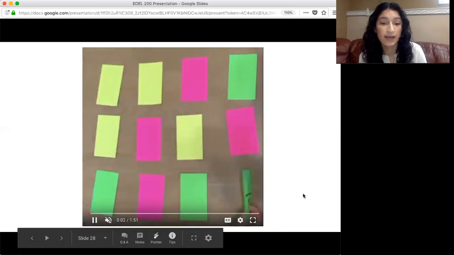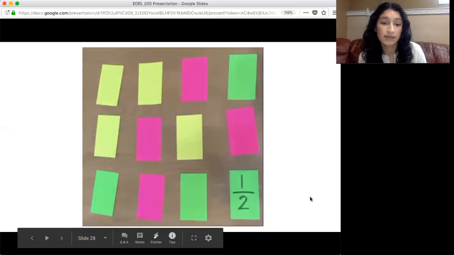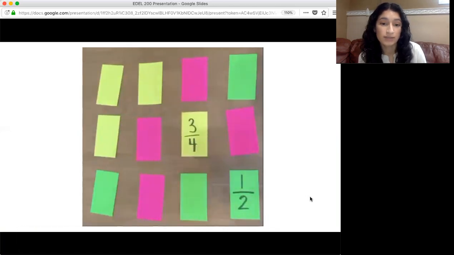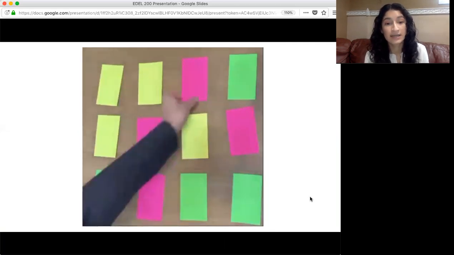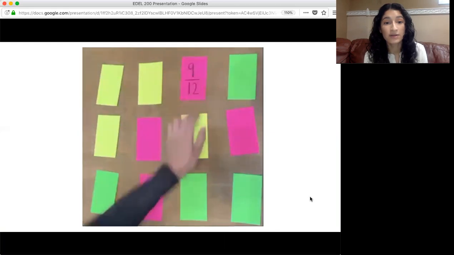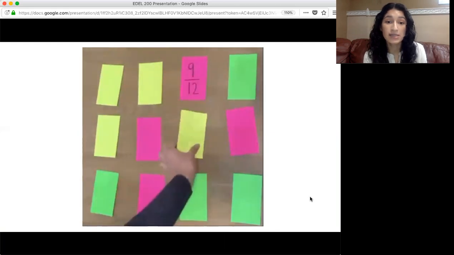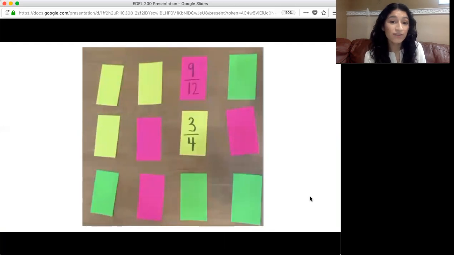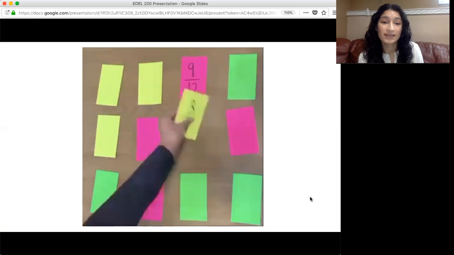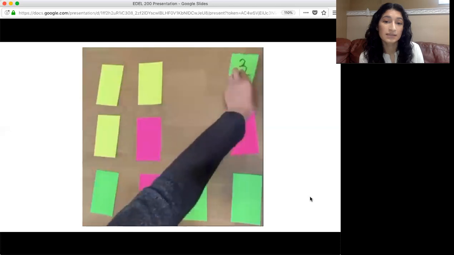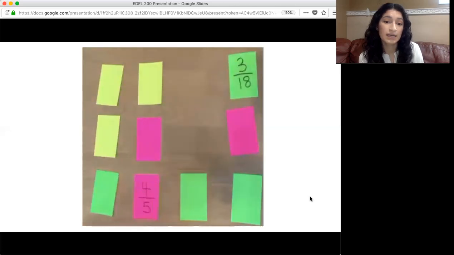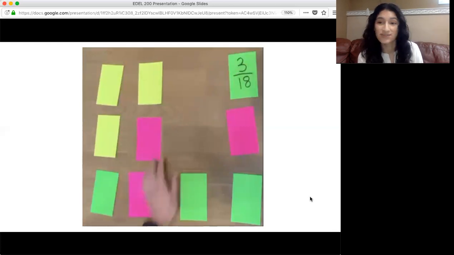So first we have 1/2 and 3/4. So are these equivalent fractions? No, right? So I'm going to turn them over. Next we have 9/12 and 3/4. Are these equivalent fractions? Yes, they are. So this person is going to claim them. Next, 3 over 18, 4 over 5. Are these equivalent fractions? No, so we're going to go to the next person.